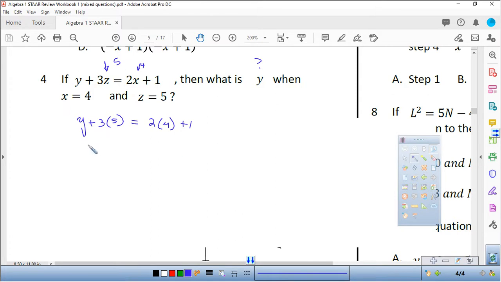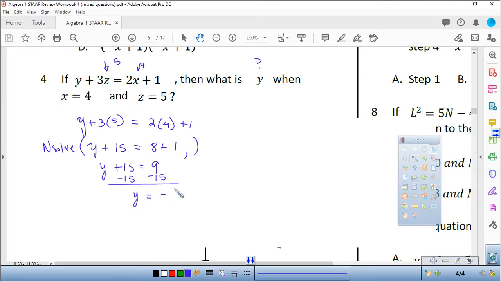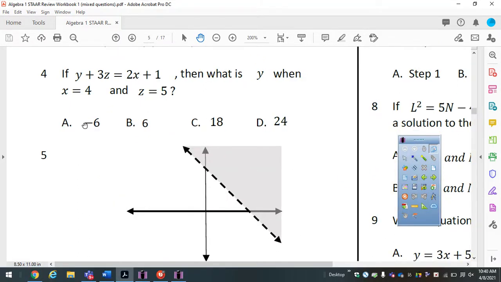Then we do that, and it becomes y plus 15 equals 8 plus 1. Y plus 15, you can solve it from here. You can even solve it here on a calculator. Equals 9. Subtract 15, subtract 15. Then y is equal to negative 6. Okay.